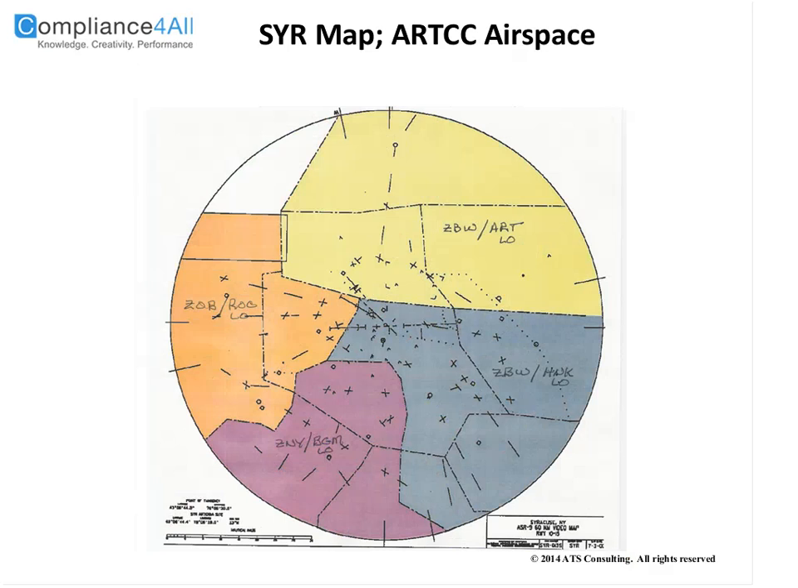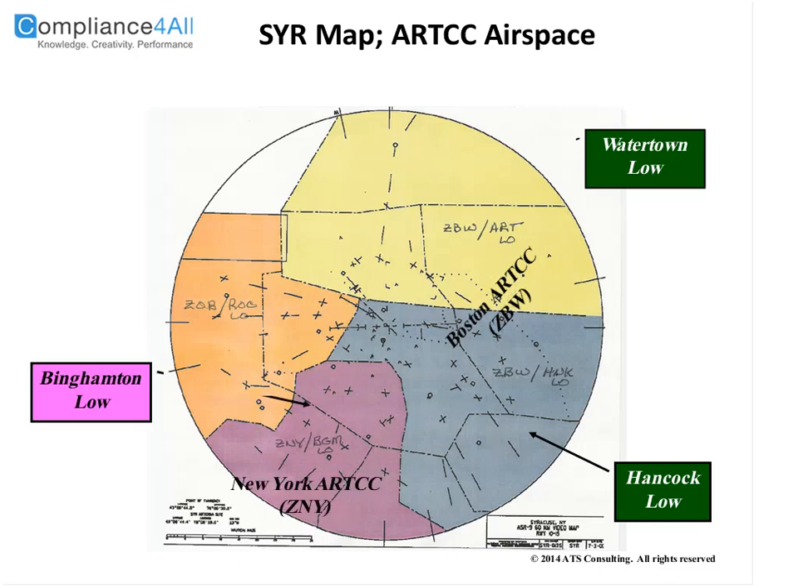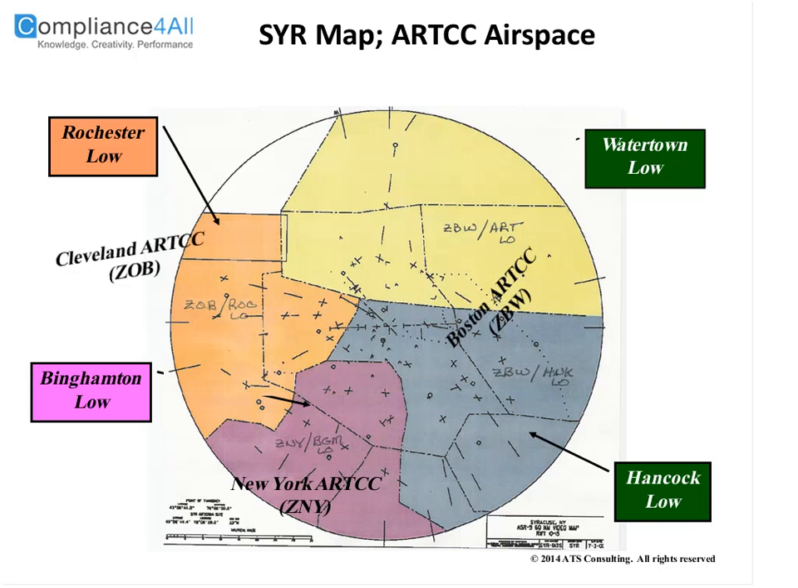So here, now Syracuse is kind of unique. In fact, it has 3 centers that kind of join right at Syracuse. So right here you have this sector up. This is Boston Center up here, and this is Watertown Low, and this is Hancock Low. Over here is Cleveland Center, and the Rochester Low sector. And down here is New York Center with the Binghamton Low sector. Anyway, so that's kind of unique.